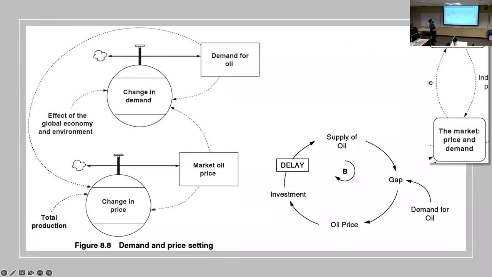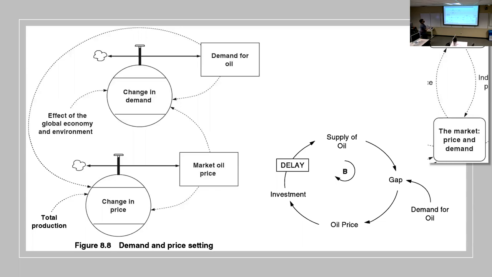That was kind of our independence here. If I want to add in the whole market, then I can create a stock for demand and a stock for price. Price changes over time, so it needs to be a stock. The demand changes over time, so it needs to be a stock. They have flows, which are naturally written as change in price, change in demand. When in doubt, just create your stocks first and then your flows: add "change in" and that's your flow.